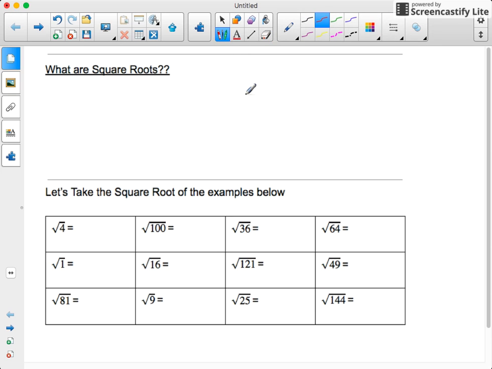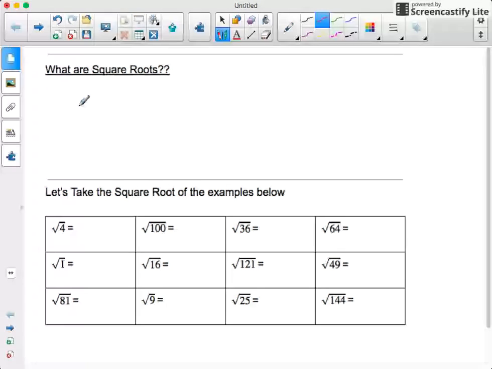So we just did a warm up about taking numbers and squaring them, meaning multiplying them by themselves to see what new number we come up with. Today, we're going to talk about these things called square roots. It's basically just working backwards. So the question might be, what are square roots?